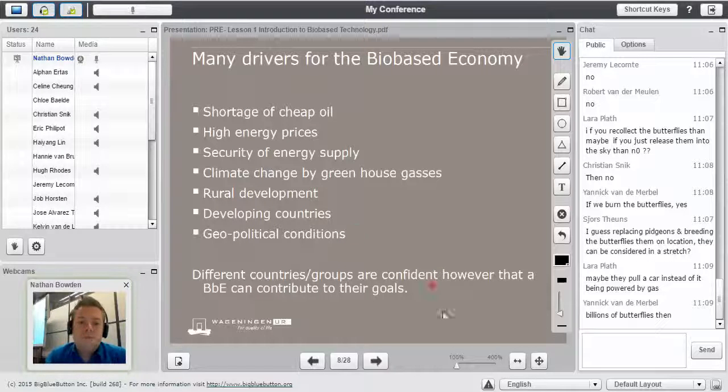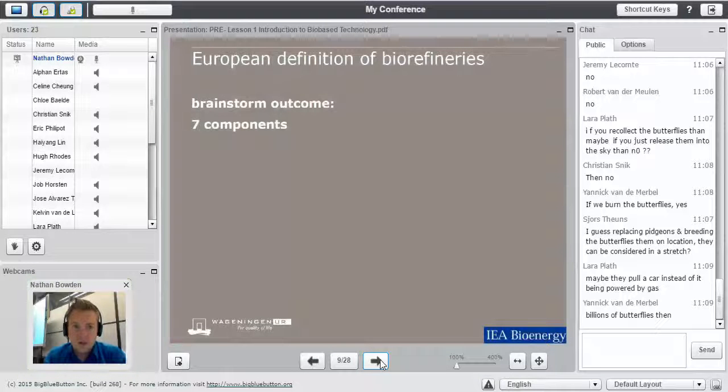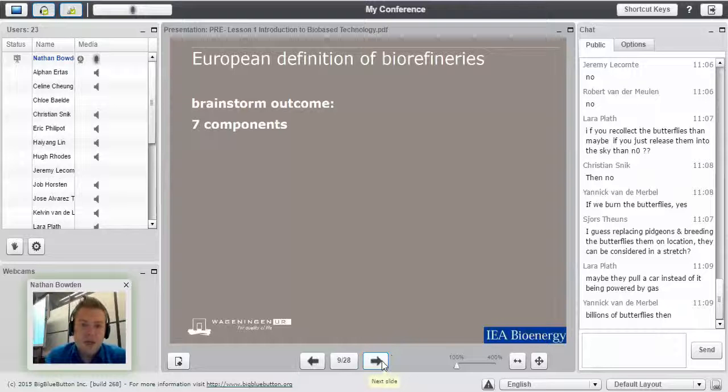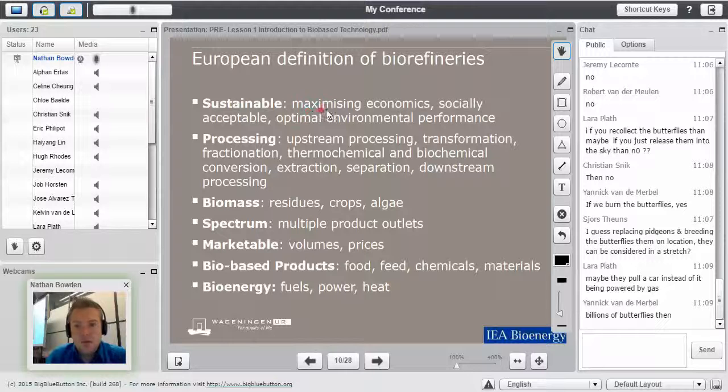So these are all very good reasons, either political, scientific, or economic, to move towards a bio-based economy. There are 7 components that came out of a brainstorm session at the IEA conference, and these components are sustainability. So we need to maximize the economics, making it socially acceptable and an optimal environmental performance. So at the minimum environmental impact.